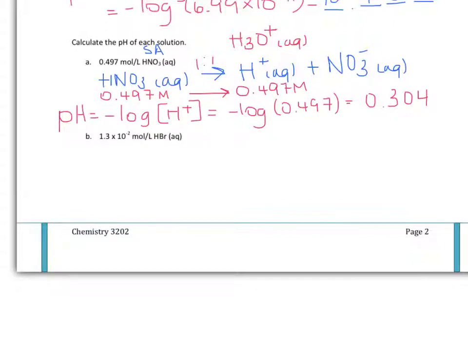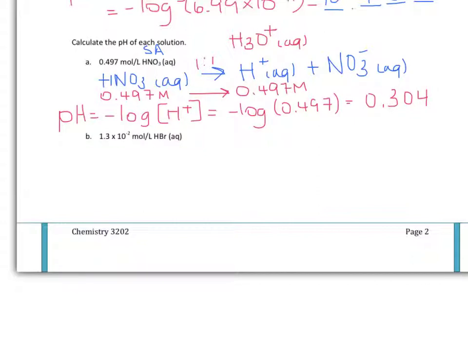This should make sense. We have identified nitric acid as being a strong acid, and at the beginning of this video, I identified that for the most part, strong acids will have the pH of 0 to 2. 0.304 falls within the range of 0 to 2, so we have confirmed that nitric acid is a strong acid.